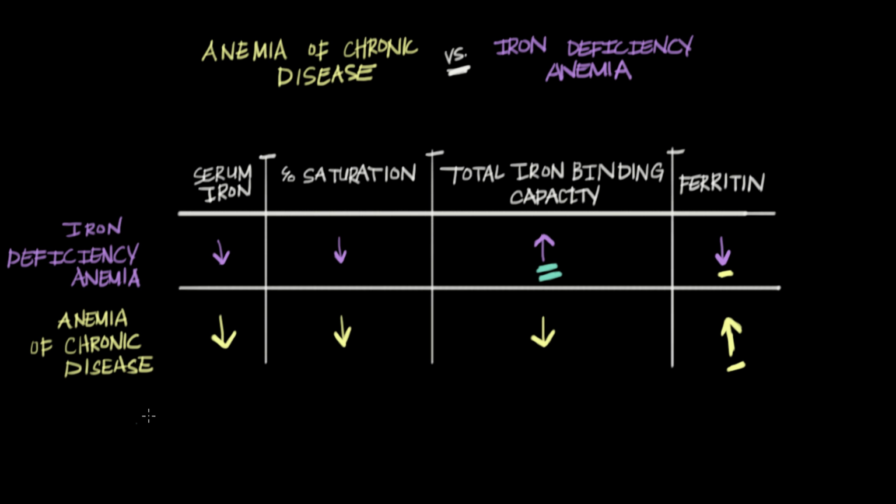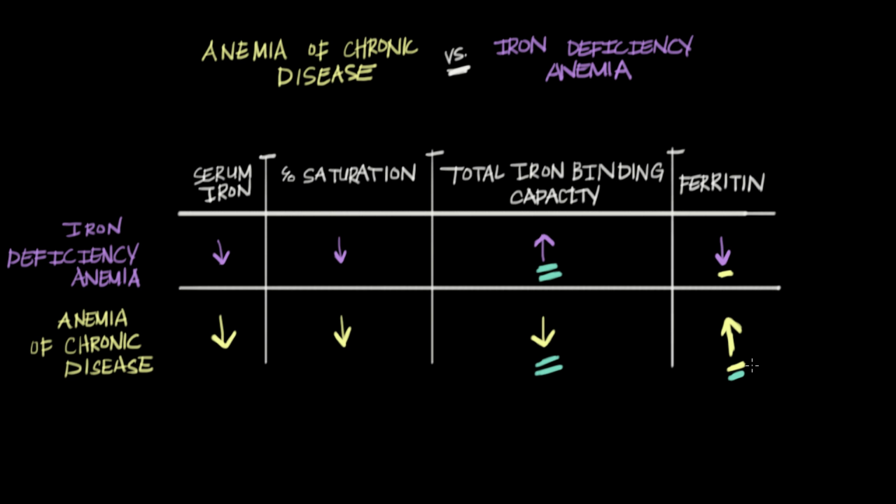However, in anemia of chronic disease, the body is trying to accomplish the exact opposite. It's decreasing its production of transferrin so that you have as little iron as possible in the serum. And the increased ferritin also reflects that the body is trying to hide away its iron in storage.